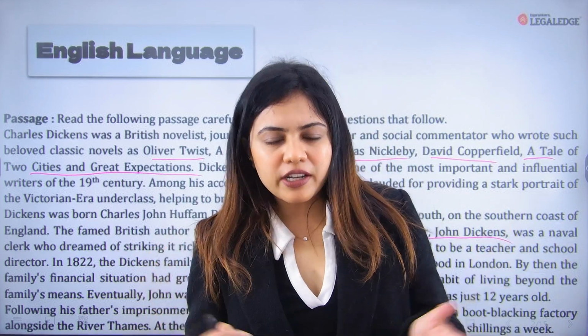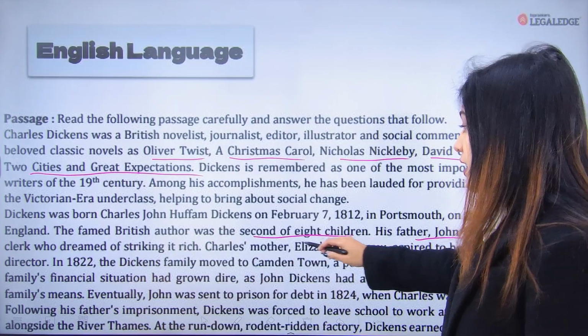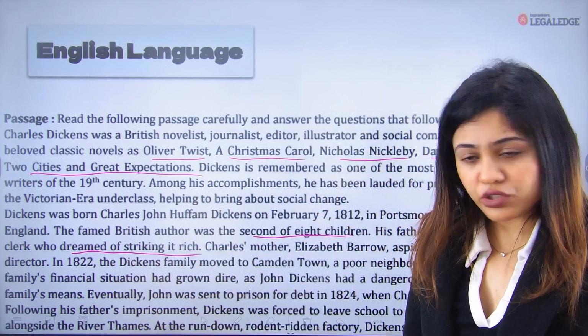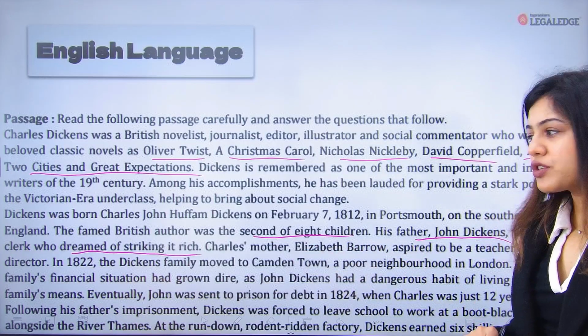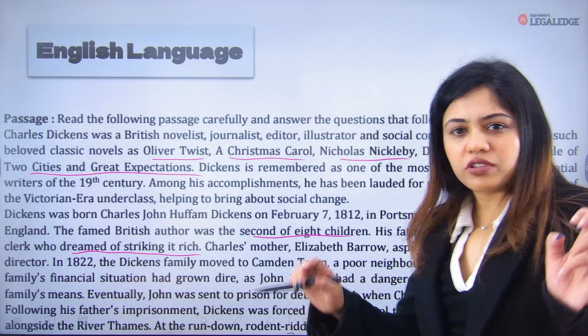And this guy, John Dickens, was actually somebody who was a spendthrift. He was that one guy who used to live beyond his means. He liked spending money. He was extravagant in his spending, and that kind of led to their downfall, as you can very well see. This guy, John Dickens, his father, dreamed of striking it rich. And also, we get to know a little something about his mother, Elizabeth Barrow. Now, she aspired to become a teacher and a school director. But again, those dreams got halted in the very pipeline.